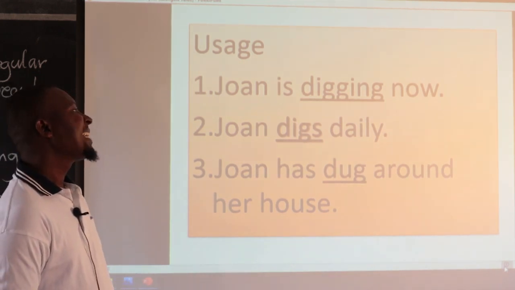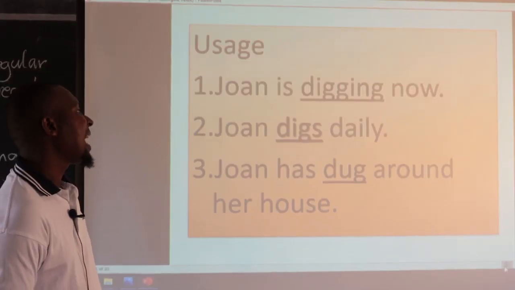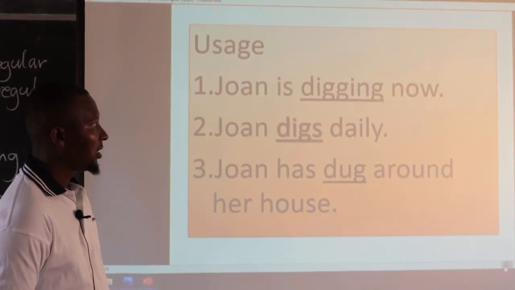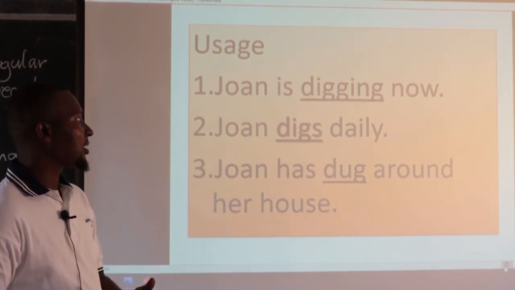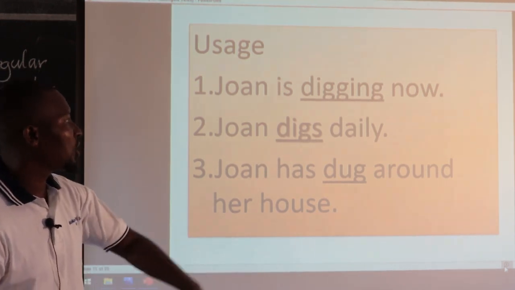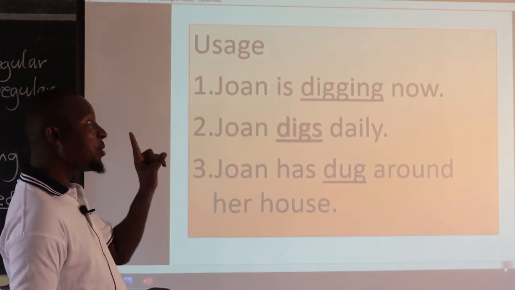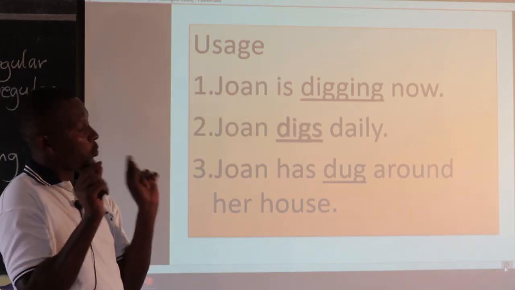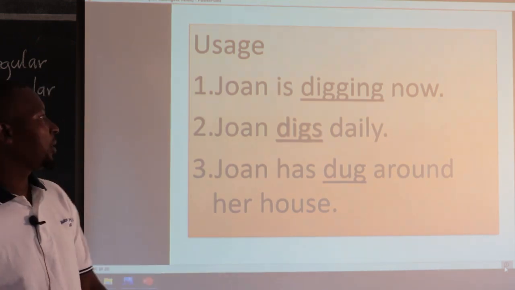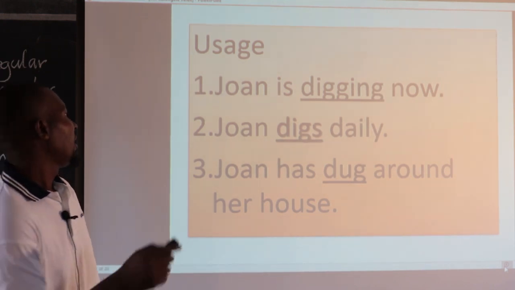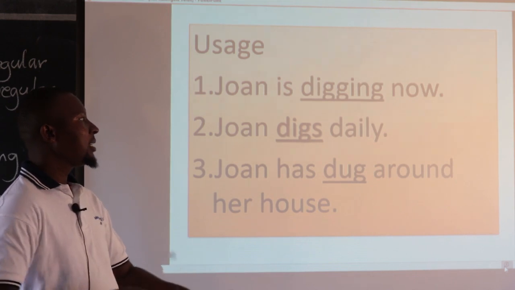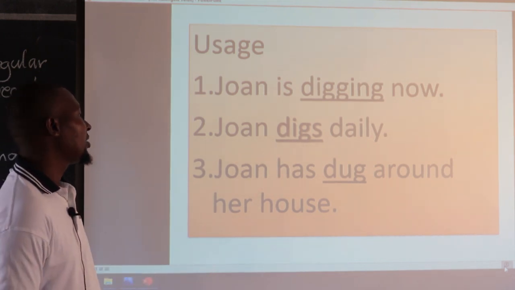Joan digs daily. Joan has dug around her house. So this is almost the same sentence, but in different time zones. The present participle: we add -ing, and it doubles the consonant because it is a short vowel word. So we shall have digging. We say, Joan is digging now. What happens every day? Joan digs daily. And lastly, Joan has dug.